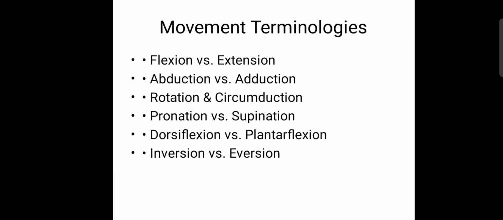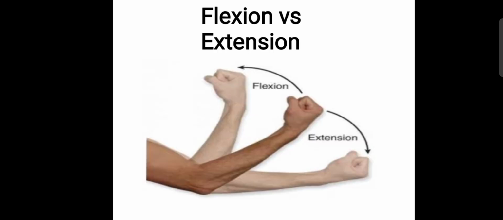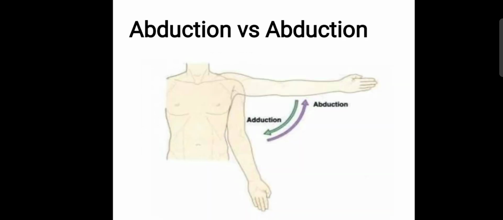Movements terminology: flexion and the extension. Flexion means decreasing the angle between two body parts, you can see here, and extension is increasing the angle between two body parts. Abduction and adduction. Abduction moves a limb away from the midline, like raising your arm to the side. And adduction is bringing it back towards the body.